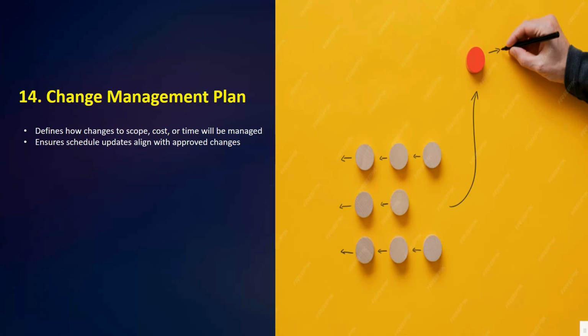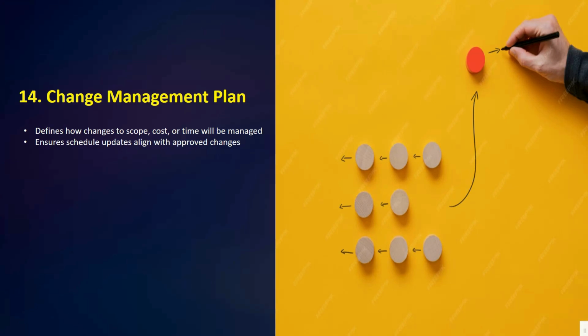So next we have number 14, that is the change management plan. It defines how changes to scope, cost, or time will be managed. It ensures schedule updates align with the approved changes. So we must also consider the change management plan.